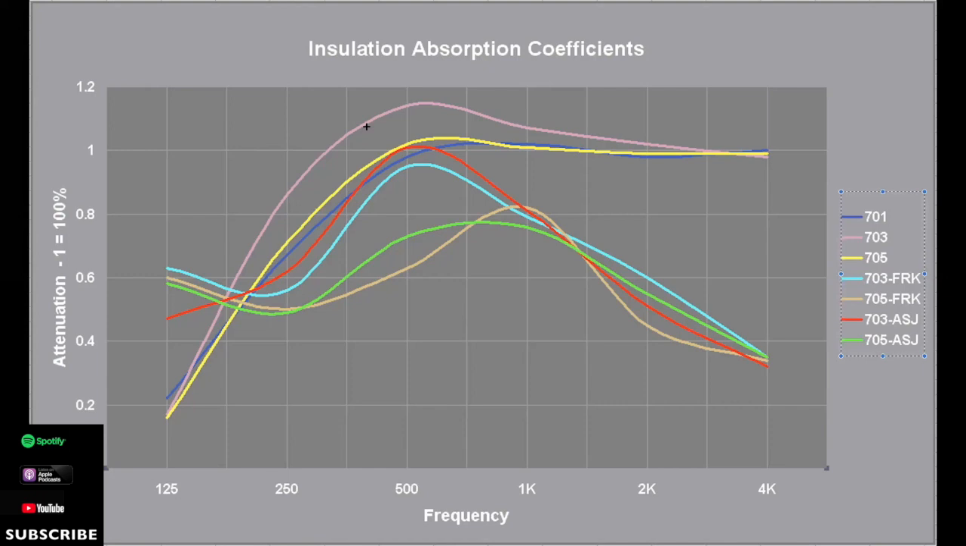Look at the absorption coefficient on the left. A 1 means it absorbs 100% of everything that hits it, and a 0 means it reflects everything. You're going to say, well, how does it absorb more than 100% of what hits it? It goes above 100. It goes above 1.